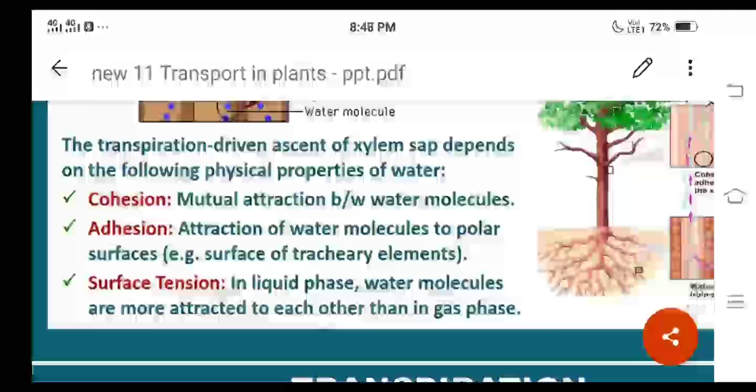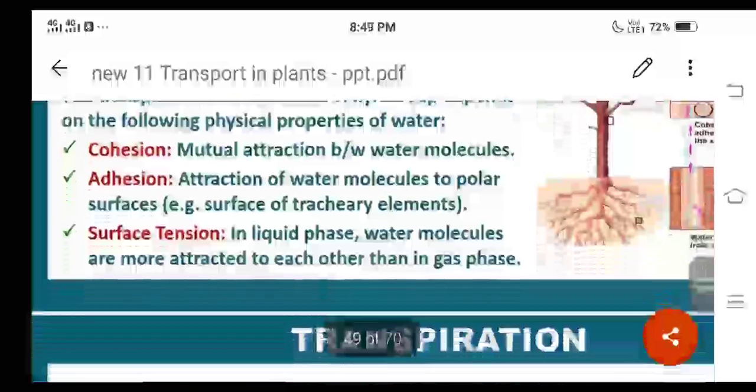And one more property of water is the surface tension. Surface tension means that in the liquid phase, water molecules are more attracted to each other than in the gaseous phase or gas phase. This is surface tension. All these physical properties of water are responsible for the ascent of sap.